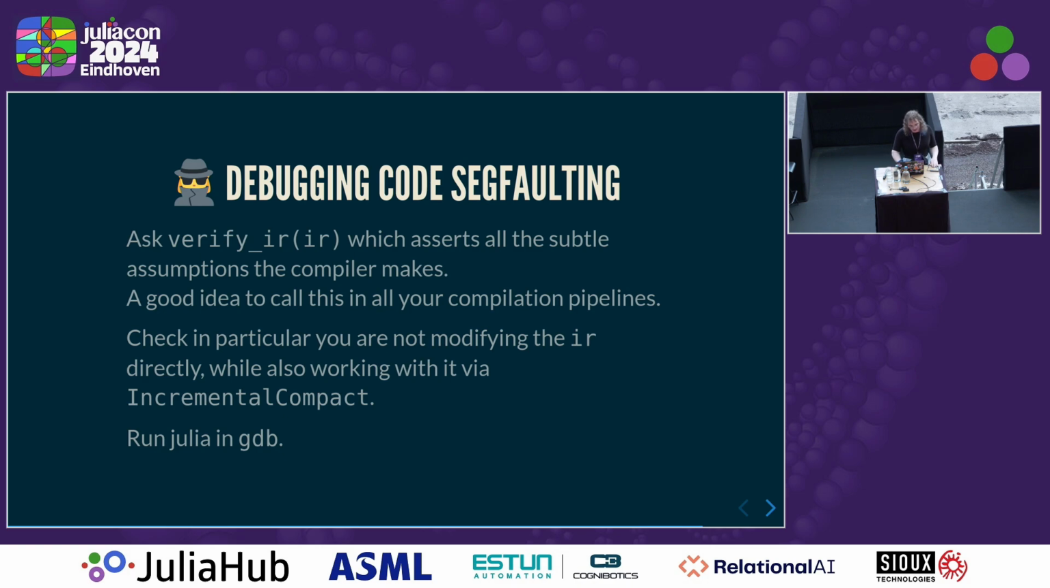In particular, if you are using the incremental compactor that I looked at earlier, you need to make sure you're not modifying the IR that is being compacted while you're compacting it without using the incremental compactor interface. But if all else fails, run Julia in GDB. It's awful, but it's also the only thing you can do to debug a segfault. I would really appreciate it if someone would run a whole JuliaCon talk just on using GDB.